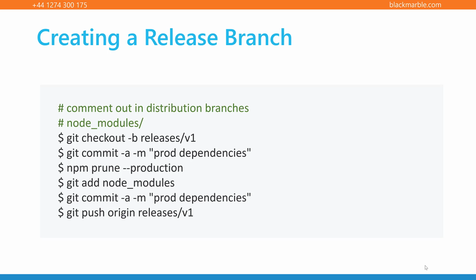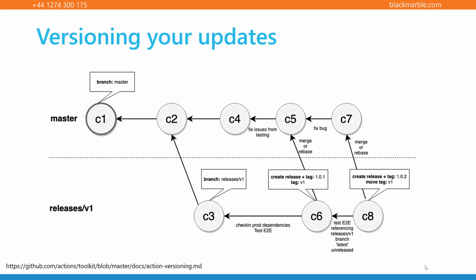You start with a V1 branch. You have to commit into that any dependencies. So effectively everything that's in the node modules folder has to be pushed into that branch, so it's actually committed into the repo. You remove anything that's not required for runtime, that's only dev. You commit all of that in and you push that up onto your release branch, and that's now available for you to use.